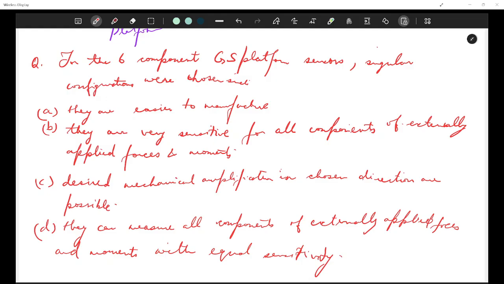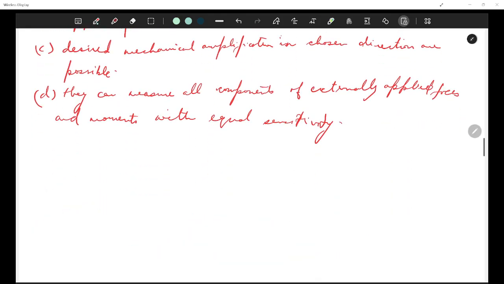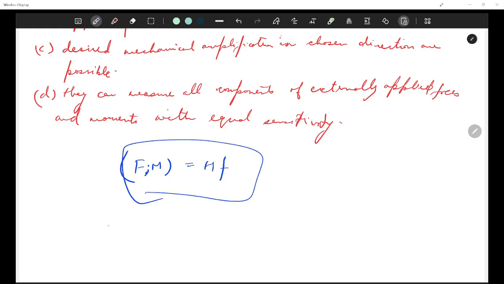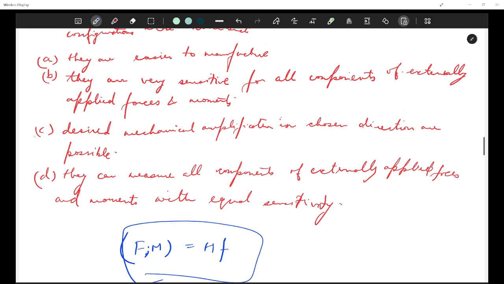But in force sensing, something different happens. If you recall the statics equation, it is this, right? So H inverse that we get here is very large. That means a small external force causes large leg forces. That is mechanical amplification that increases the sensitivity of strain gauges. So singularity becomes useful. So the correct option is desired mechanical amplification in chosen directions is possible.